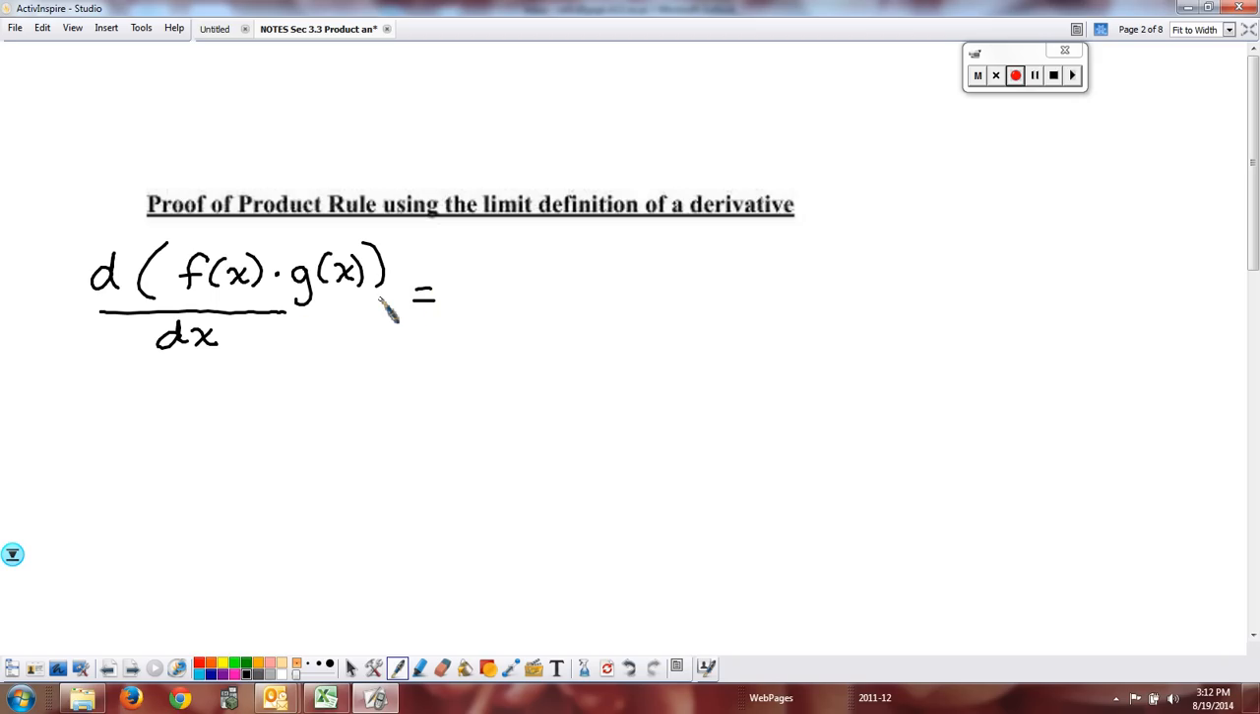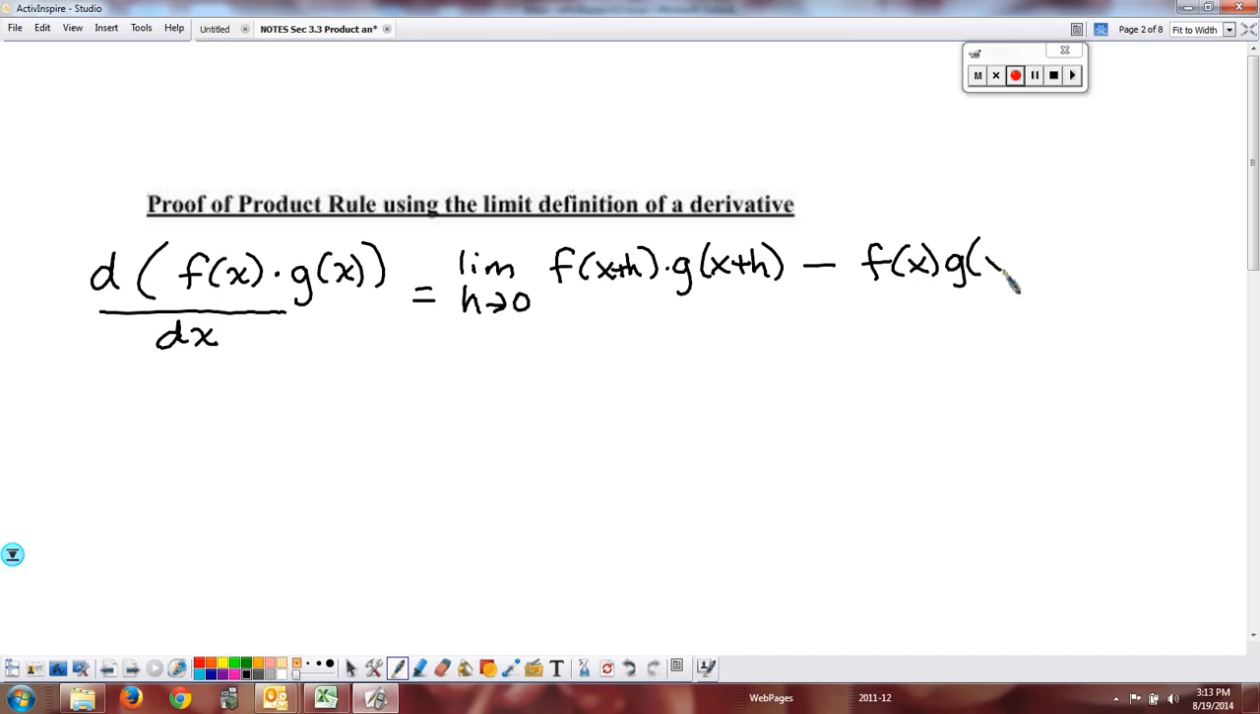Again, we're going to do all of our proofs by going back to our limit definition. So I'm going to use the limit as h goes to 0 of: plug in x plus h, so we would have f of x plus h times g of x plus h. So there's your function where you plug in the x plus h, minus the function that you're taking the derivative of, f of x, g of x, all over h. That's what we're going to use to develop a shortcut rule.